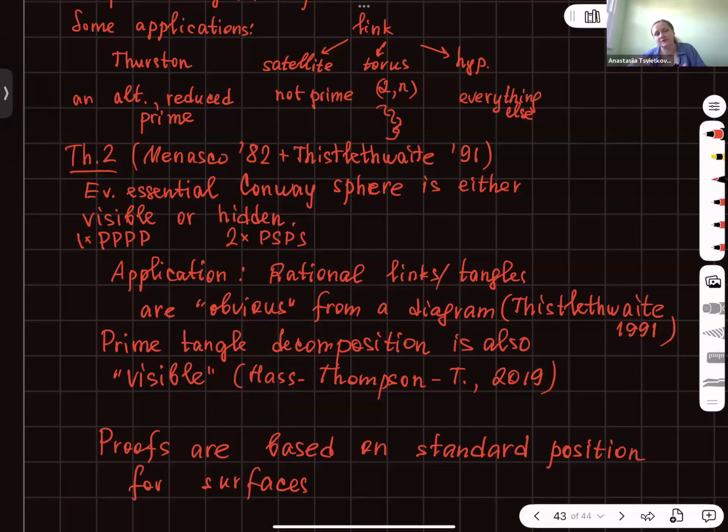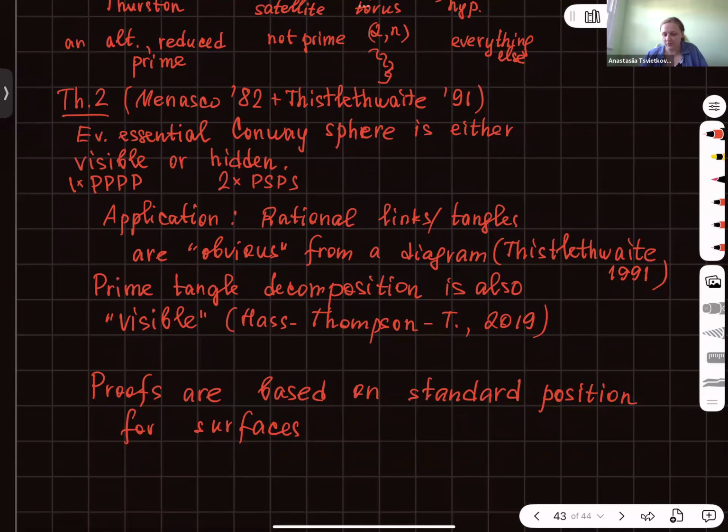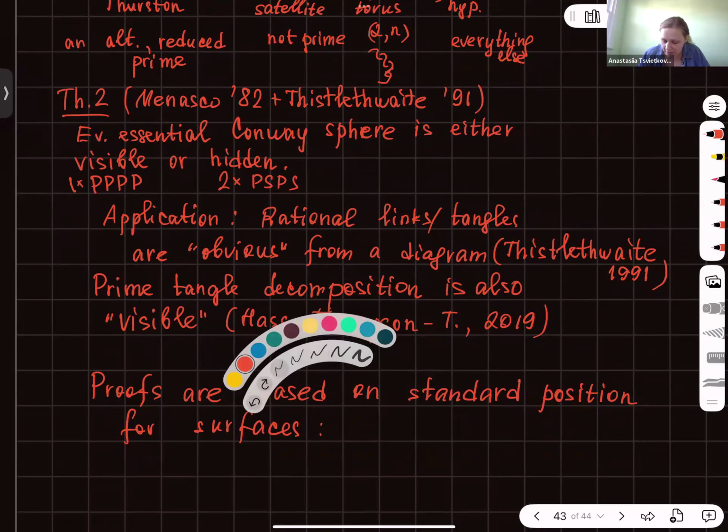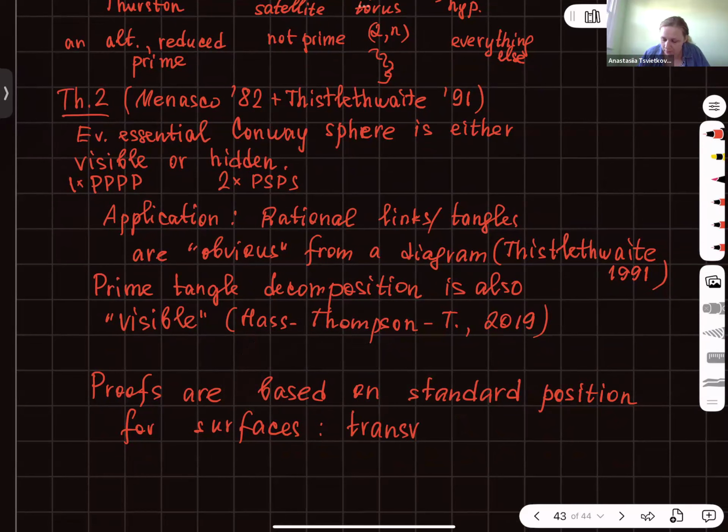So the surface that is embedded, in a way, you can say that it's almost transverse to a link diagram. So it's actually transverse almost everywhere except for at crossings. And then at crossings, it describes how it intersects the link or the diagram. So proofs are based on standard position for surfaces, and maybe I should say transversality for a surface to a link diagram.